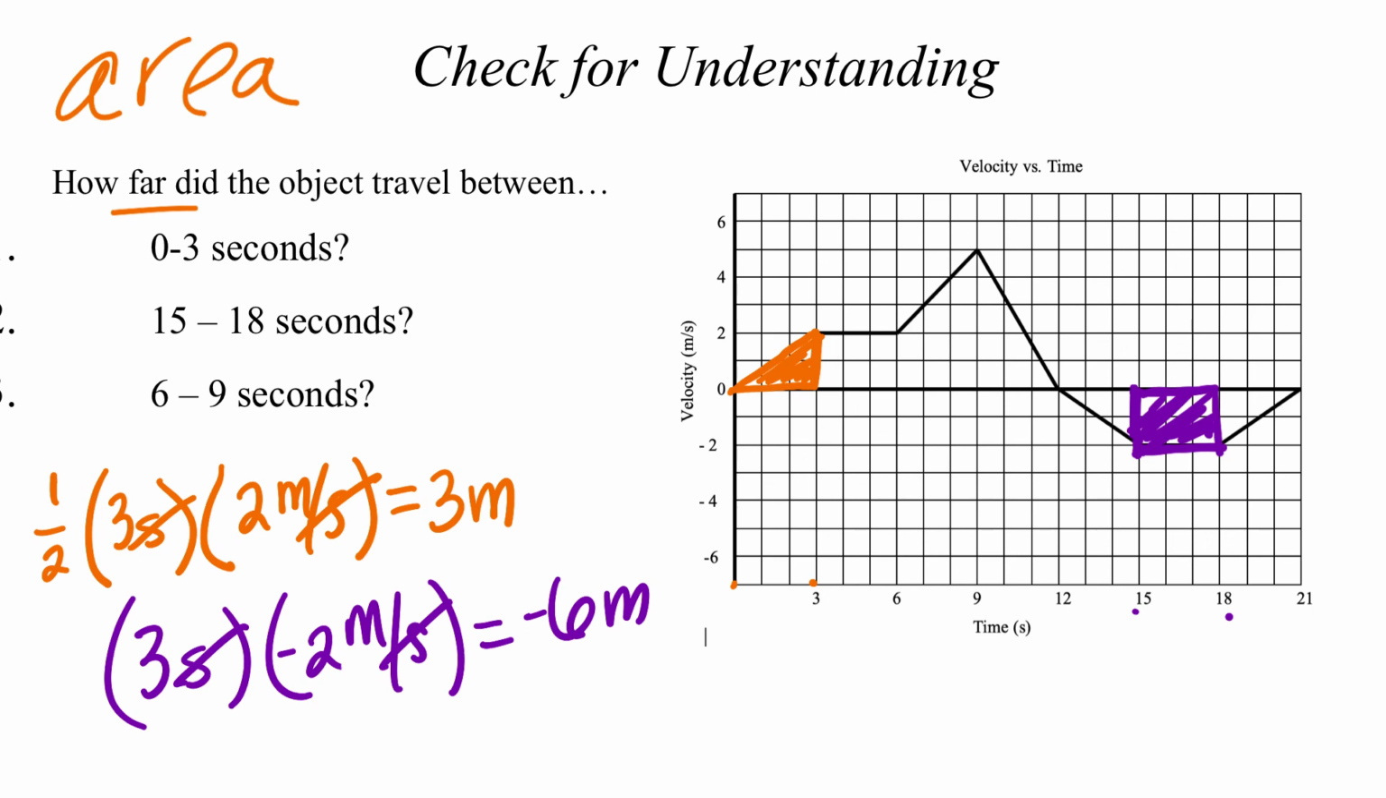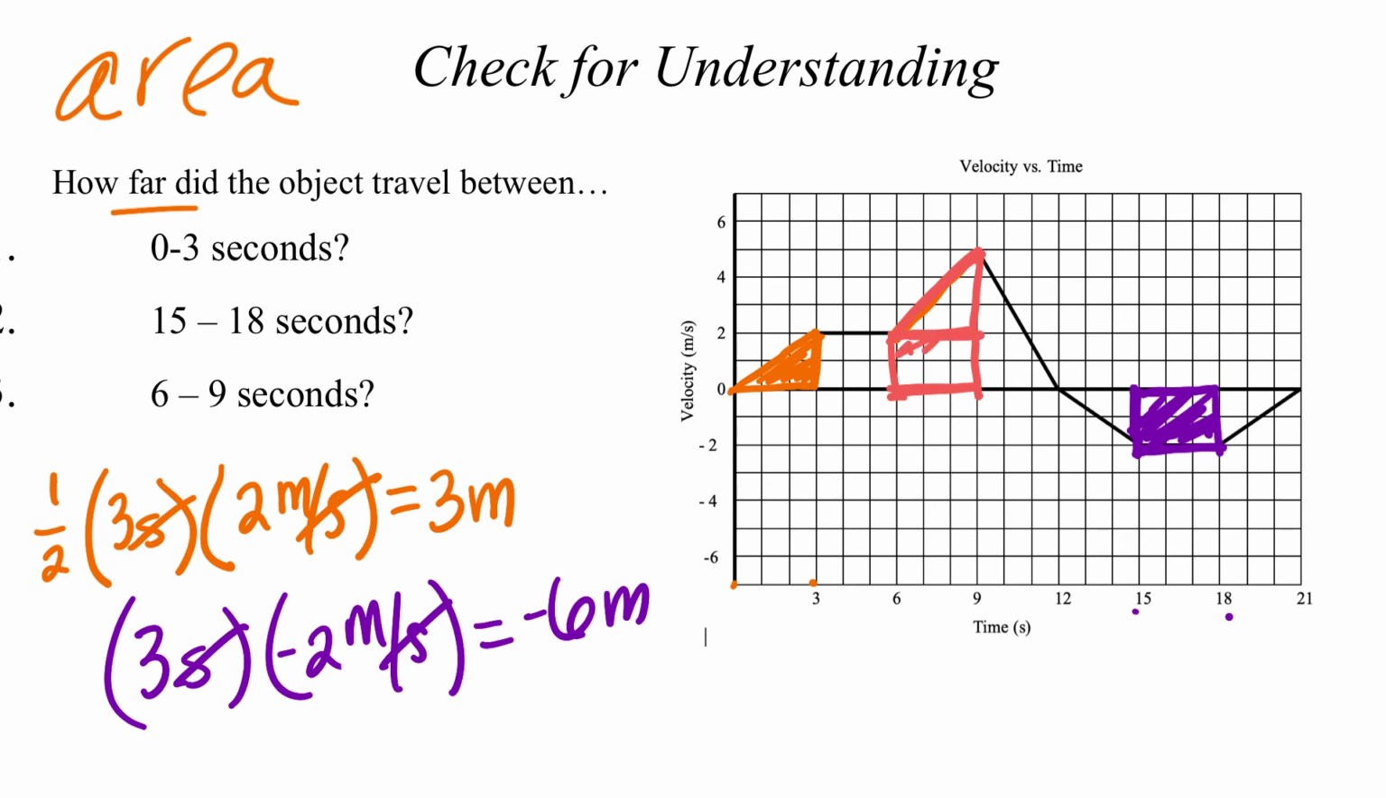And then lastly, from 6 to 9 seconds, I like to trace the line, and then let me switch colors here. Trace the line, trace kind of the x-axis, and then connect it together. So I don't get a triangle or a perfect box out of this. So what I want to do is break this into 2 parts and get a triangle and a box, and then I'm going to add them together.